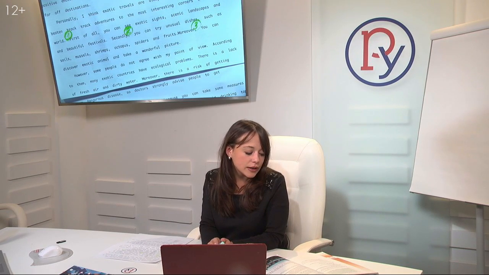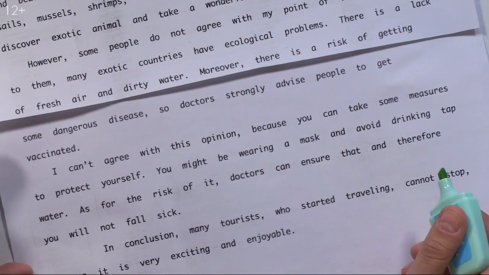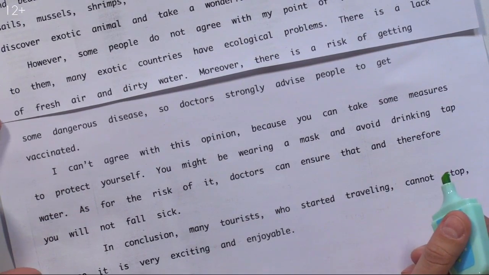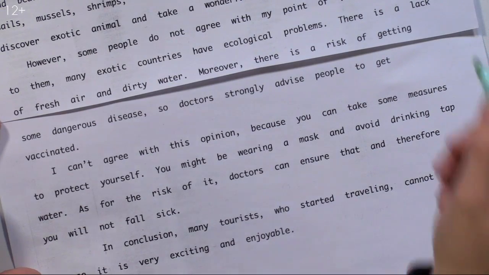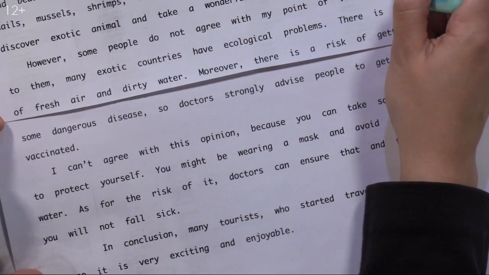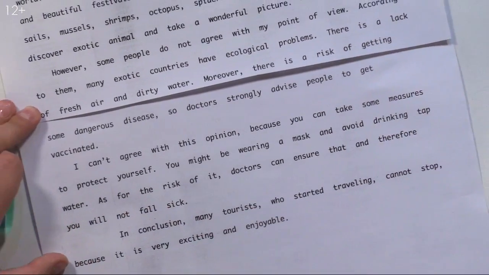Express an opposing opinion and give 1-2 reasons for the opposing opinion. Let's have a look at the way our learner expressed opposing opinion. However, some people do not agree with my point of view. According to them, many exotic countries have ecological problems. There is a lack of fresh air and dirty water. So probably this is something that might deter people from going to exotic countries.